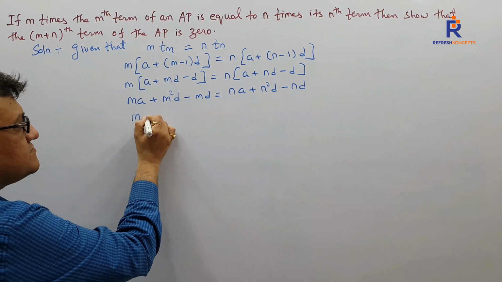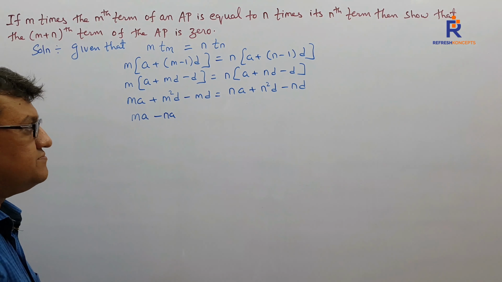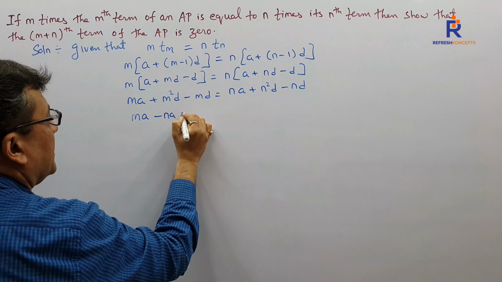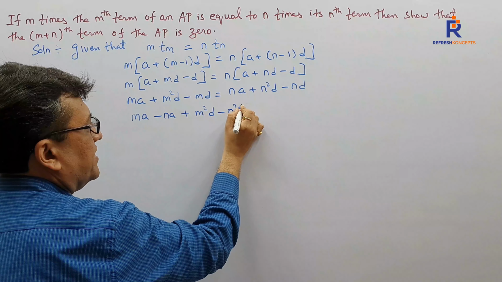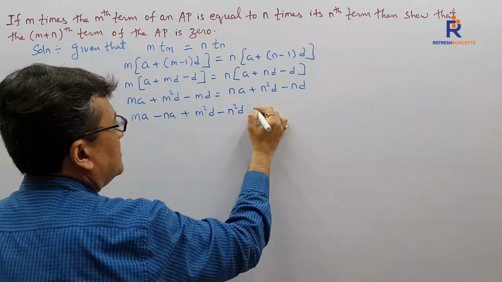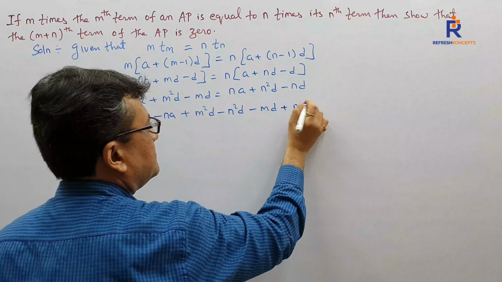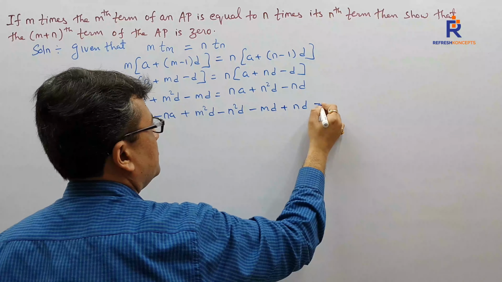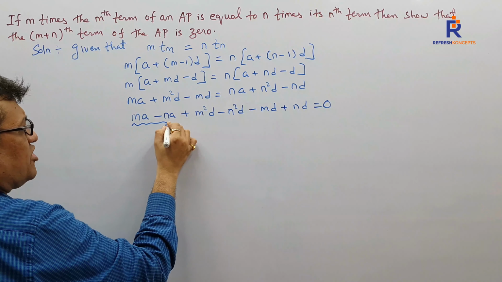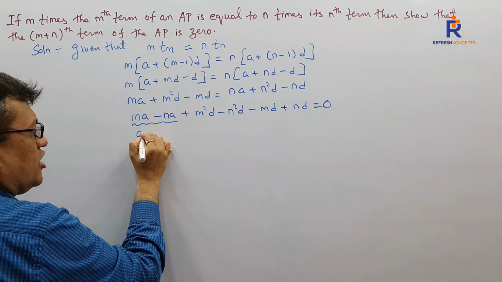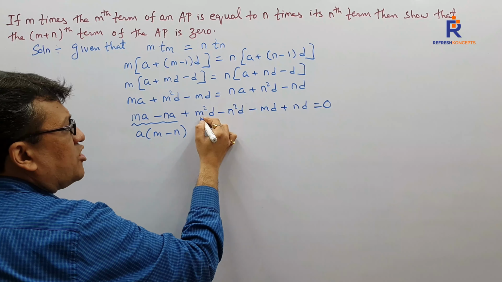Ma, first one, minus na. I am rearranging also. Plus m square d minus n square d minus md plus nd. This one goes over here, becomes plus, equal to 0. Are you getting me, children? Right? Now, what can I take common? Can I take a common? M minus n. What can I take common?